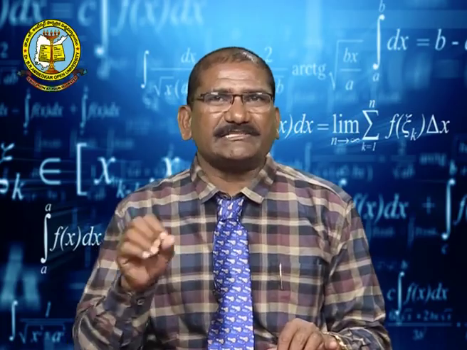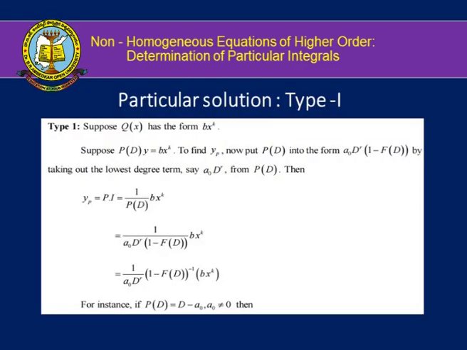Here the particular integral is type 1, so we will go for that. The particular integral is f of p of d into y equal to b x to the power of k. That is an algebraic term on the right side. It is b x to the power of k.